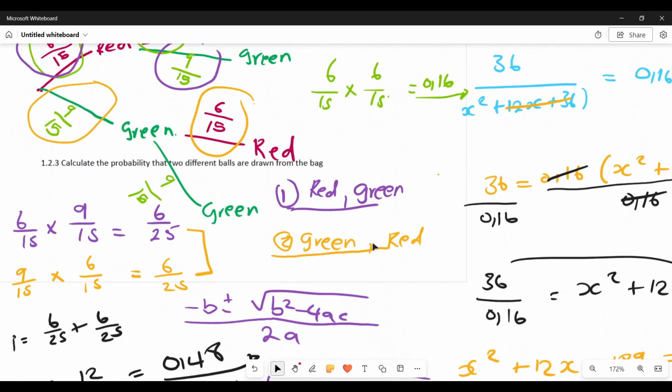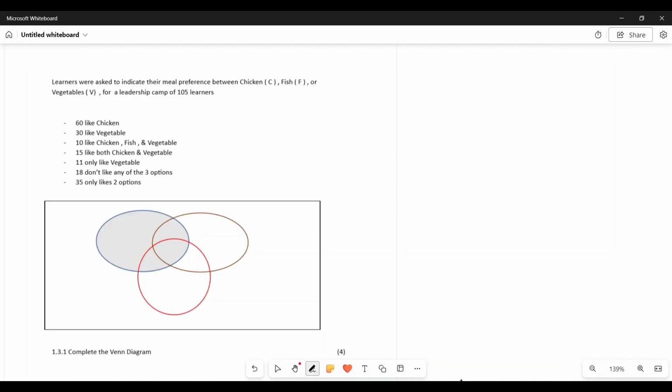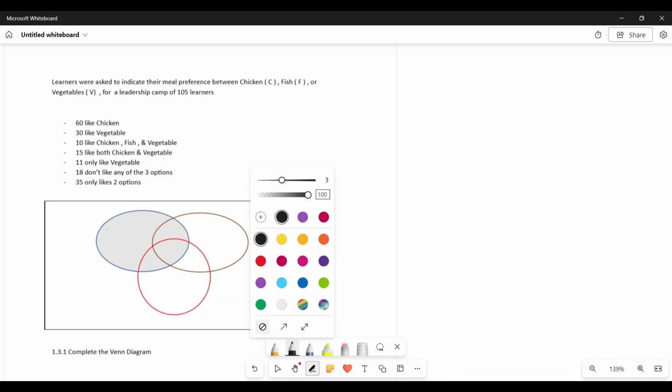Now moving on to the second question, which relates to your Venn diagrams. For the last section of this question, they say learners were asked to indicate their main preferences between chicken, fish, or vegetables. They have given us the information that we need to know with regards to what the learners prefer. The first question requires us to complete the Venn diagram. Here, this circle, I'm going to indicate with blue. It will be for my chicken.